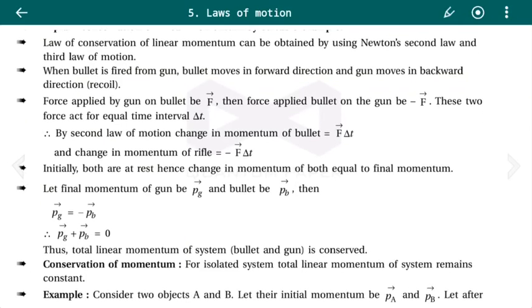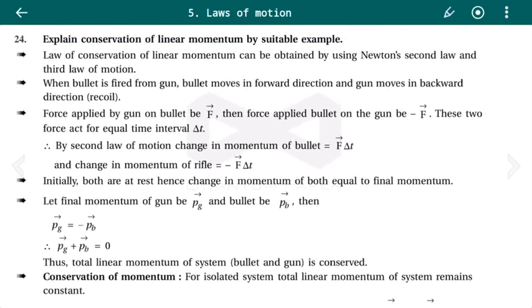We know that for an isolated system, the total linear momentum of the system remains constant. This is the statement for the conservation of momentum. Let us see one example. When a bullet is fired from a gun, the bullet moves in the forward direction and the gun moves in the backward direction, that is recoil.